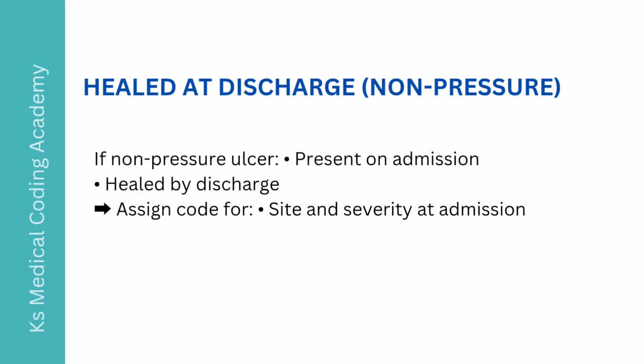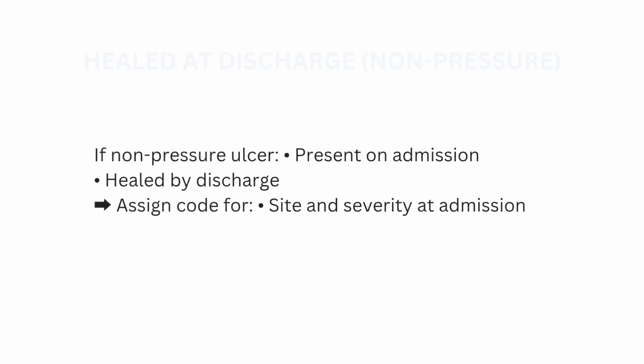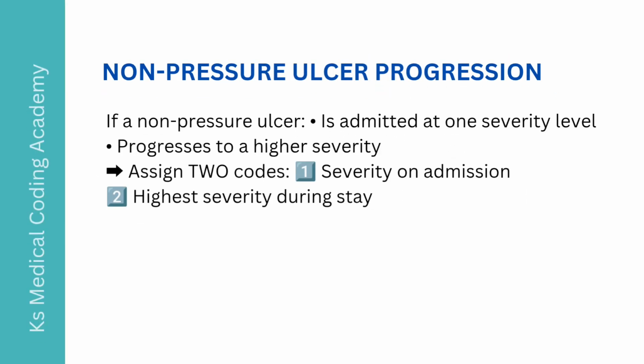Healed at discharge, non-pressure. If a non-pressure ulcer was present on admission and healed by discharge, you must assign the code for the site and severity at admission. Non-pressure ulcer progression. If a non-pressure ulcer is admitted at one severity level and progresses to a higher severity, assign 2 codes: severity at admission and highest severity during the stay.